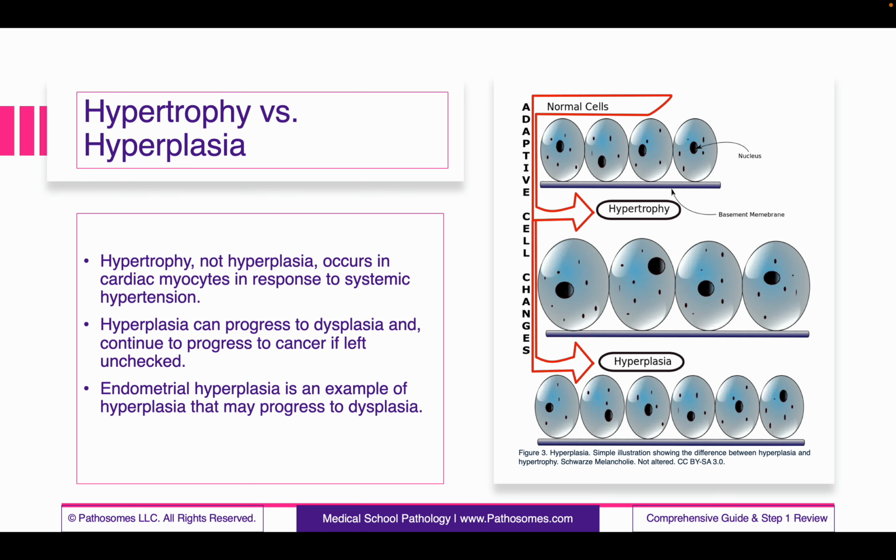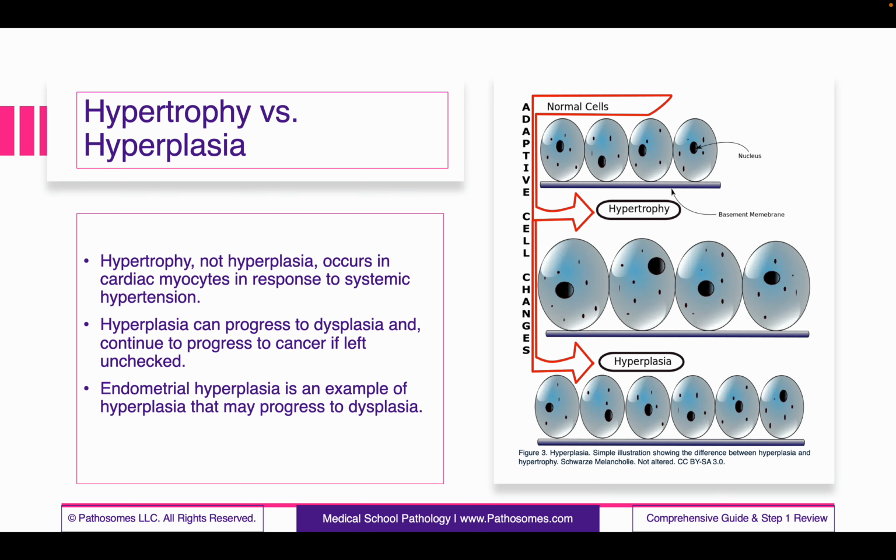Here on the right, we have a cartoon of some normal cells, hypertrophy, and hyperplasia. If you haven't got it yet, let this image sink in your mind. Hypertrophy, not hyperplasia, hypertrophy occurs in cardiac myocytes in response to systemic hypertension. Hyperplasia can progress to dysplasia and continue to progress to cancer if left unchecked. Endometrial hyperplasia is an example of hyperplasia that may progress to dysplasia.